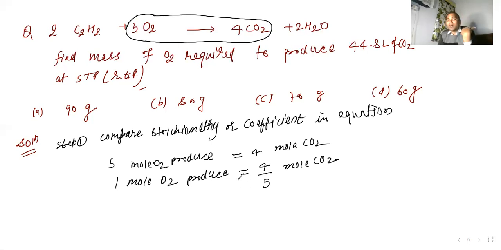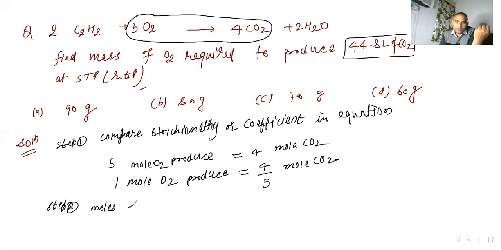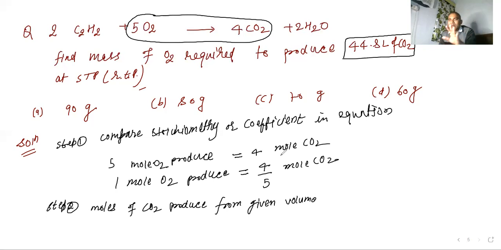This is giving the ratio, but how much is given? The balanced equation is a different thing. The balanced equation itself goes in proportion. So they are saying how much is given, then you compare with the equation. How much is given? Given means step number 2. Here, see step number 2. They are saying to produce 44.8 liters of CO2, so we calculate moles of CO2 produced from the given volume. The equation does not give that.